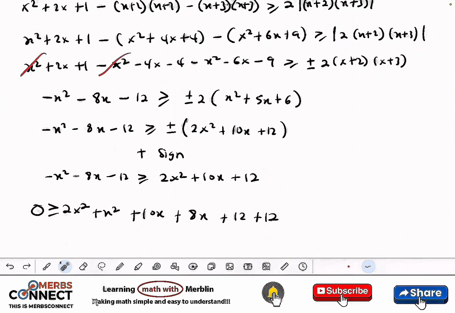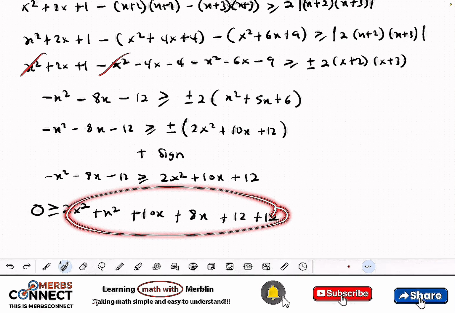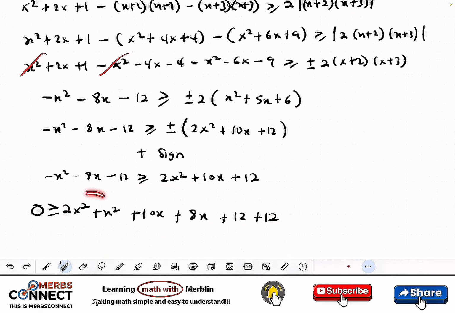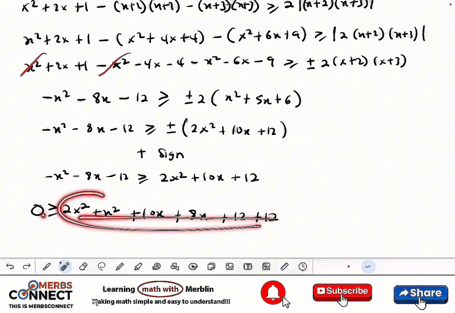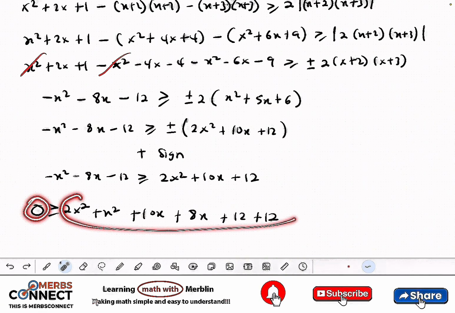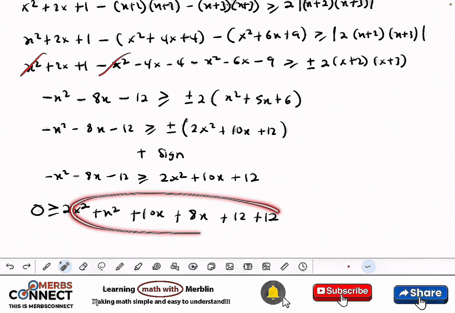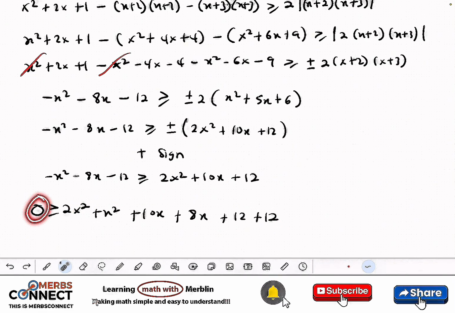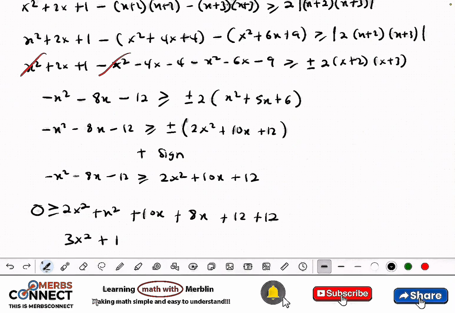Now I can reverse this. You can see that this here, 0, is greater than what is here. So if 0 is greater than what is here, then it means that what is here is less than 0, right? So let me simplify this one. I'm going to have 3x squared plus 18x plus 24 is less than or equal to 0, right?